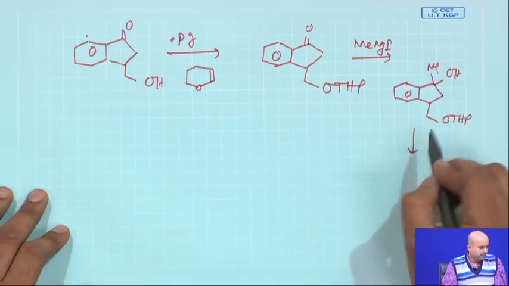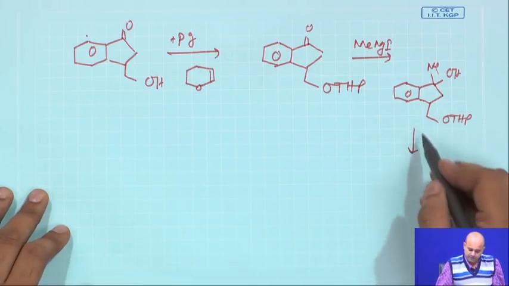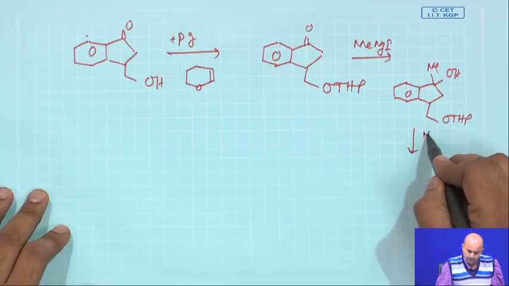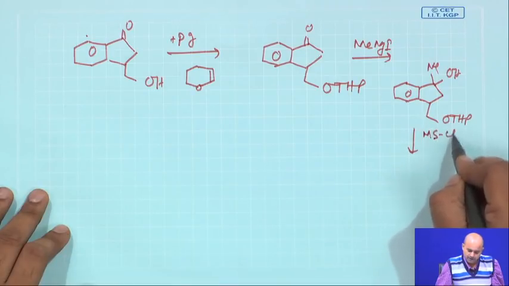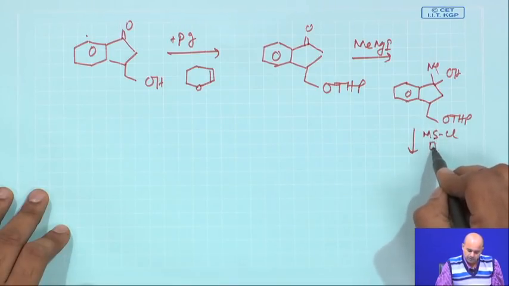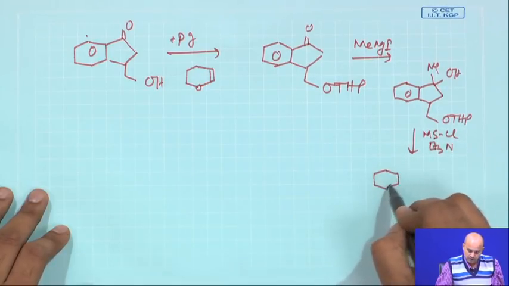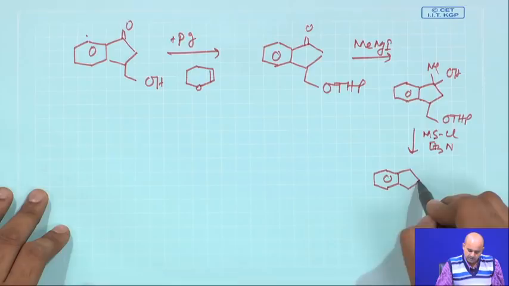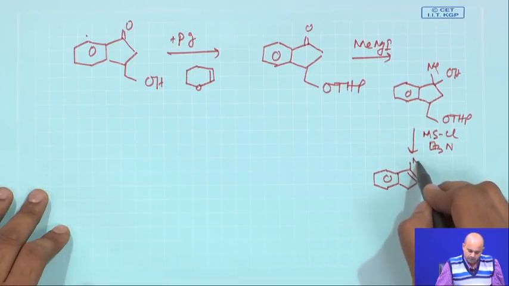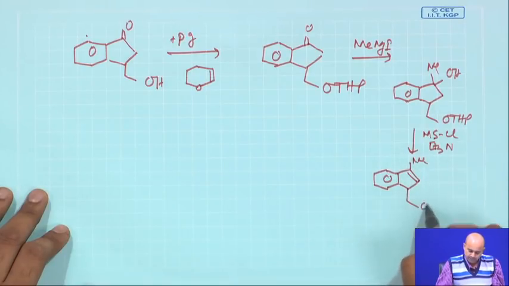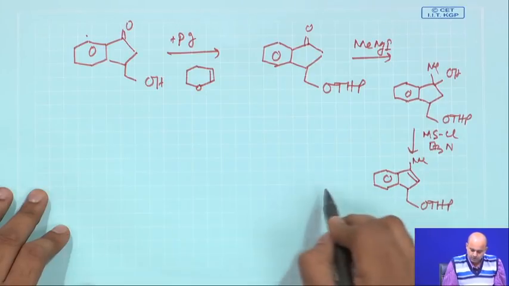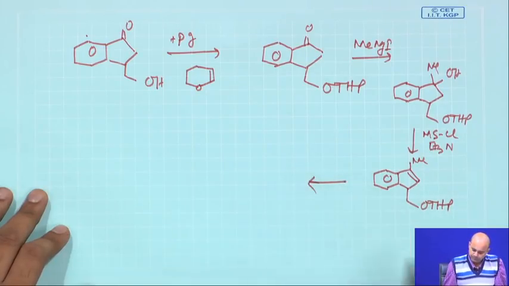Now, we need to do a simple elimination. The best way you can do the elimination is to convert this corresponding alcohol to a mesylate and heat with triethylamine, that will basically give you an E2 elimination, and the methyl is now there. Okay. So, you are almost completing the steps. Now, the top part was done.